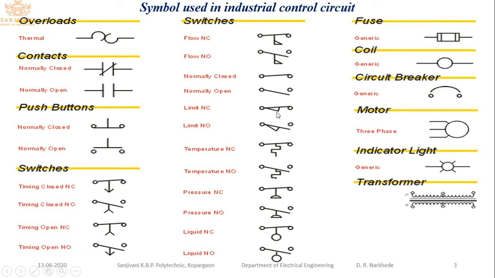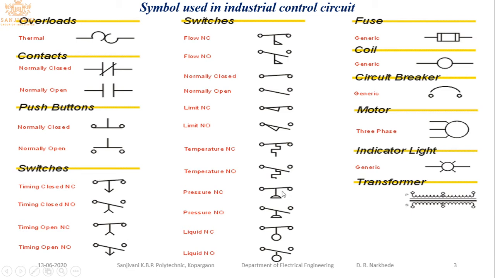This is the limit switch. If you use a limit switch, the symbol is like this: this is the NC type limit switch and this is the NO type limit switch. In case of the NO type limit switch, when the limit switch is triggered, the circuit gets energized. This is the temperature switch. At a particular temperature, the system is disconnected from the supply, and for this one, at a particular temperature, the system is connected to the supply. This is the NO type. Pressure switch.